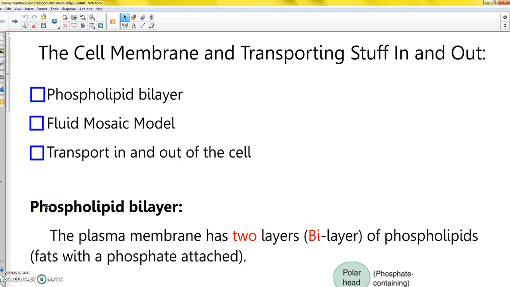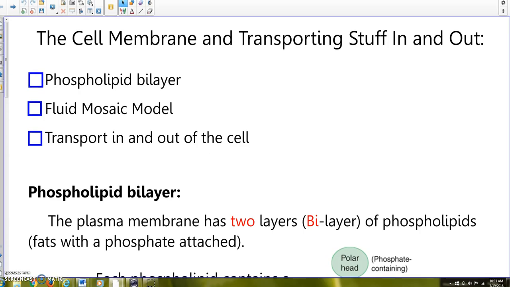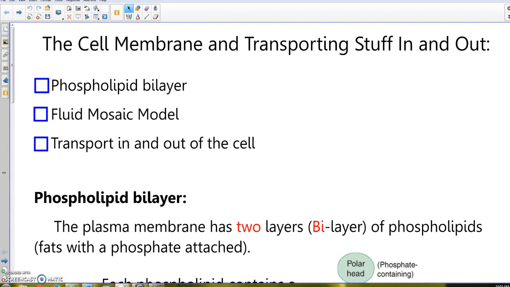Hi. This video is to explain the cell membrane and kind of lead us into how we were talking about cell transport, how things get in and out of the cell. So we think of the cell membrane as kind of like the gatekeeper of the cell. It not only gives the cell shape, but it also holds contents in and it decides what's going to go in and out of the cell.